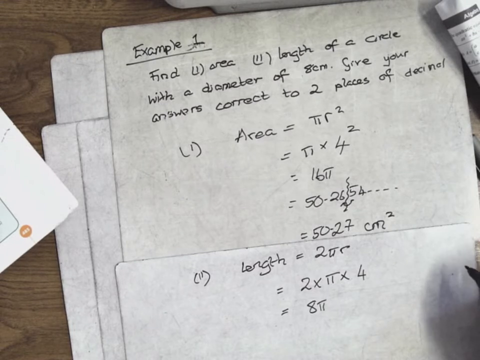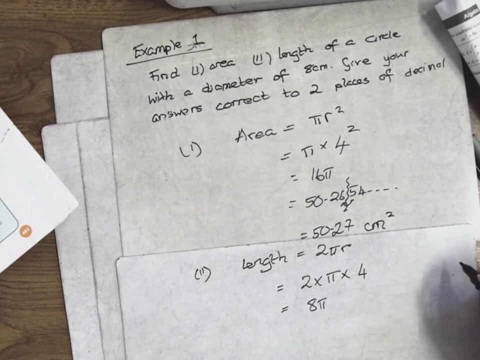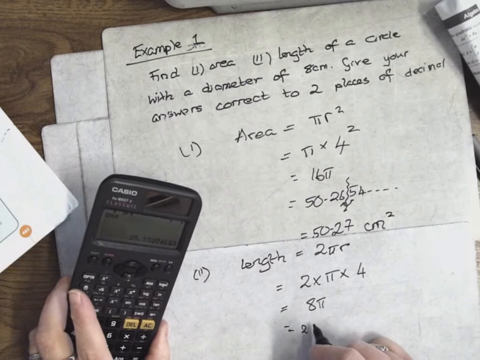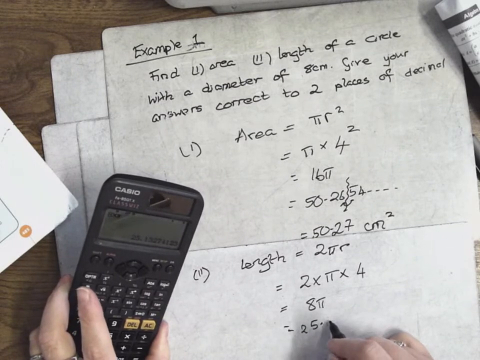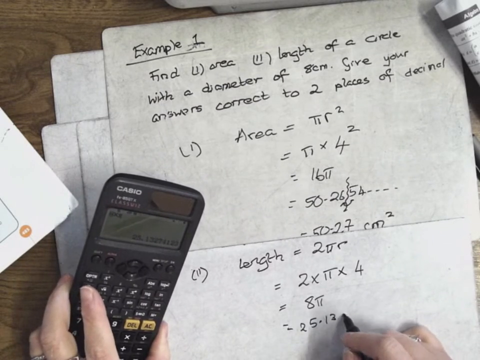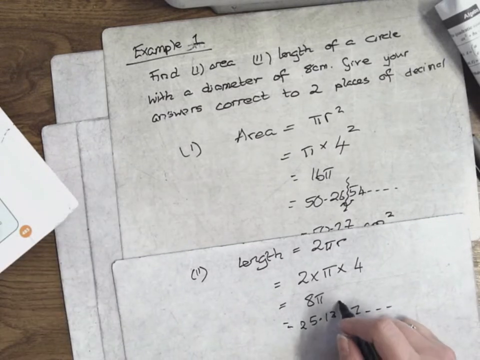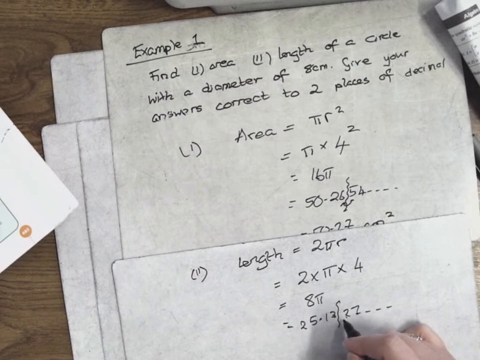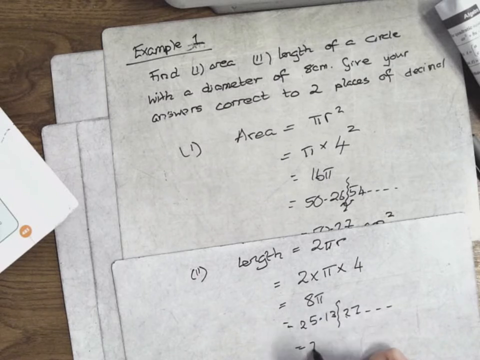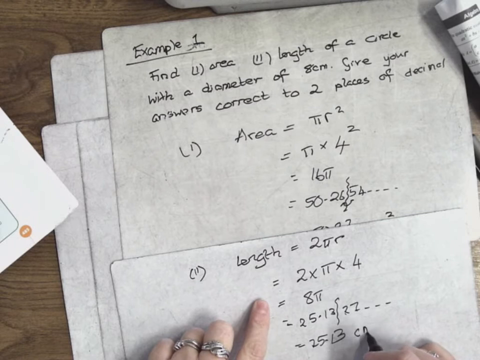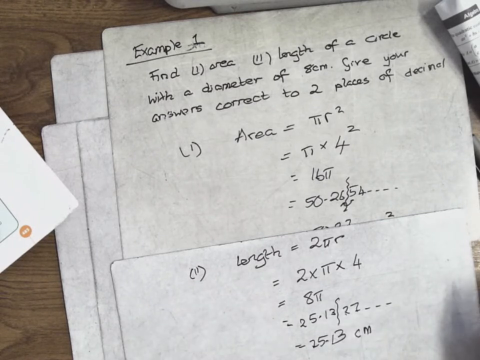So you S to D it, and it's 25.1327 dot dot dot. They said correct to two places decimals. You want to knock it off here. That's a 2, so there's no change. So your answer is 25.13, and its length you just calculated, so it's centimetres. Okay? Yeah.